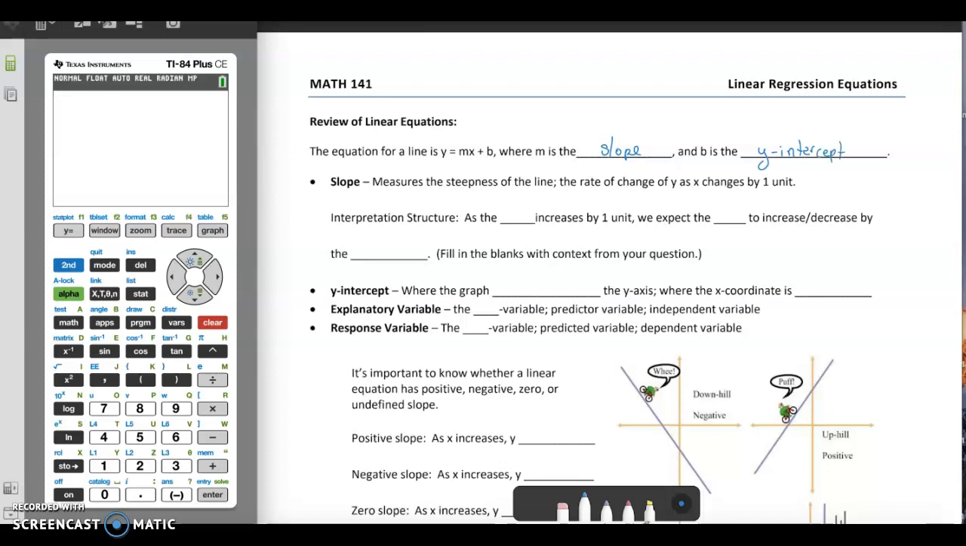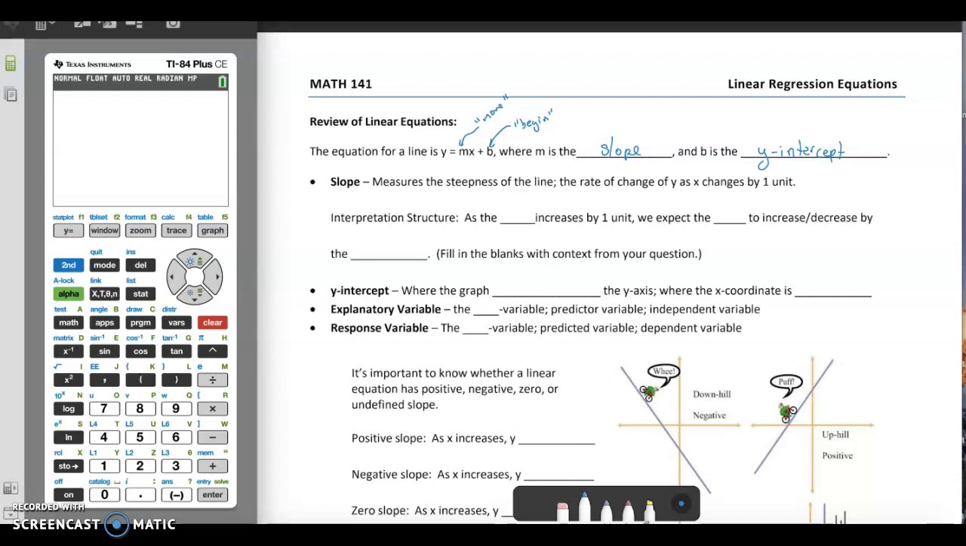I remember how to use this to graph because for me, b means begin. So we always start graphing at the y-intercept, and then we use the slope to move from there. So it's kind of a little beginning-letter trick to help you remember how to use the b value to begin and the m value to move.